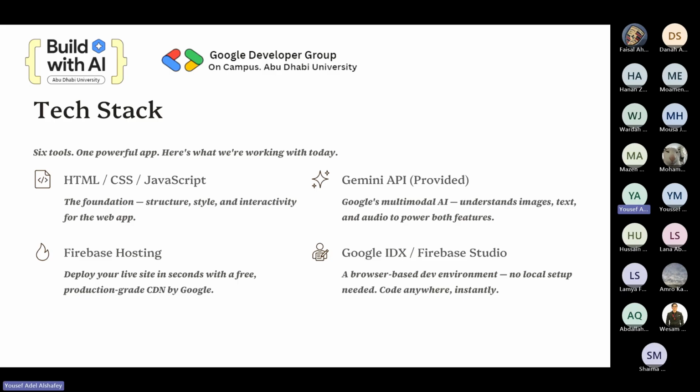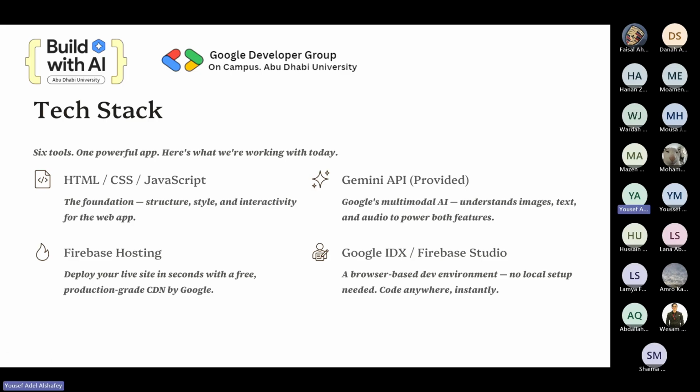We're also using the Gemini API key, which I will provide to you. For the IDE, we are going to use Google IDX. It's really easy to use, and I'm going to open it for you in a second. After we finish the website, we are going to deploy it using Firebase Hosting.